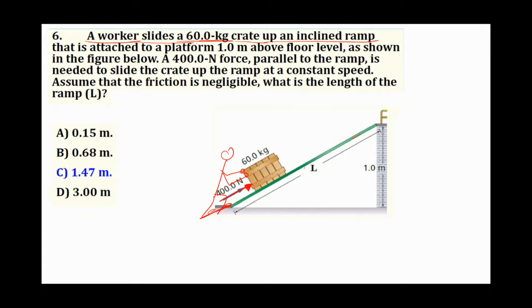Let's read it from the problem itself. A worker slides a 60 kilogram crate up the inclined ramp that is attached to a platform 1 meter above the floor. This is the height of the ramp, as shown in the figure below. He needs a force, so he will apply a 400 Newton force parallel to the ramp. This is the force needed to slide the crate up the ramp at constant speed. This is the minimum force needed to move the box up the ramp.